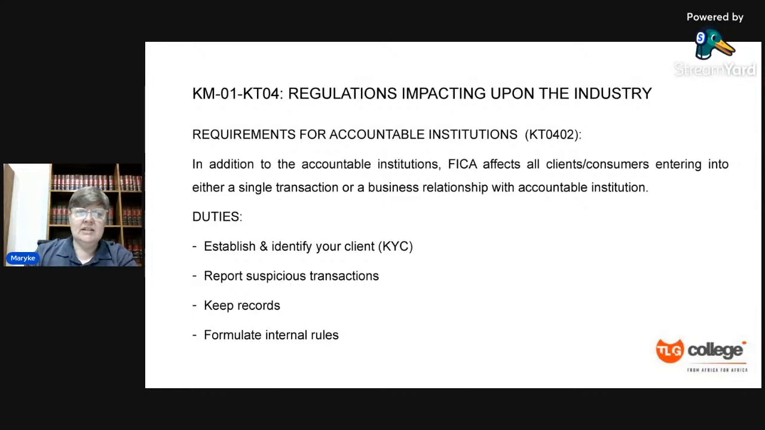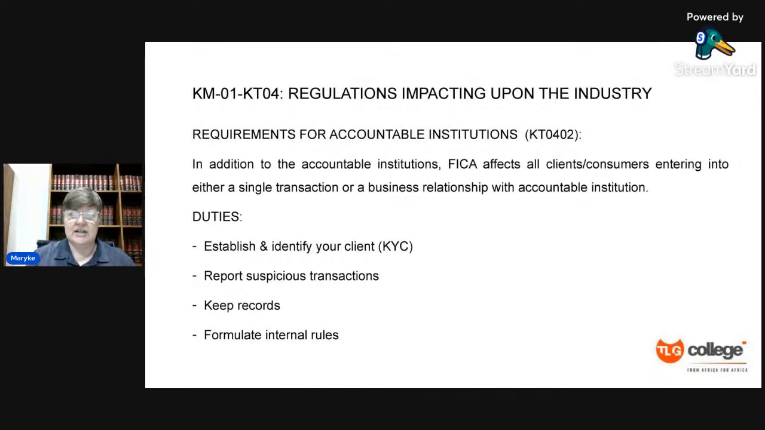So in addition to the accountable institutions, FICA affects all clients or consumers entering into either a single transaction or a business relationship with an accountable institution. Now, if we look at a single transaction, a very good example is the sale of a movable property. It's a single transaction, right? Once that transfer has been registered from the seller into the buyer's name, that transaction has been concluded.